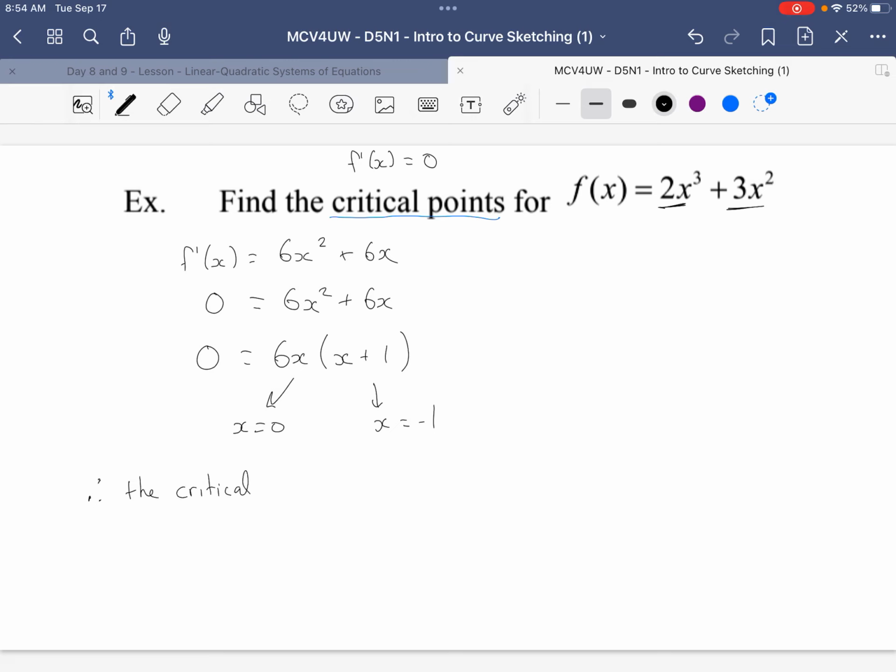So therefore, the critical points are x equals 0, y equals 0. And at -1, if I plug that into this function, if I do a little aside, f of -1 would be 2 times -1 cubed plus 3 times -1 squared. Well, that would just be -2 plus 3, which would be +1. And there we go. We have our two critical points. Perfect.